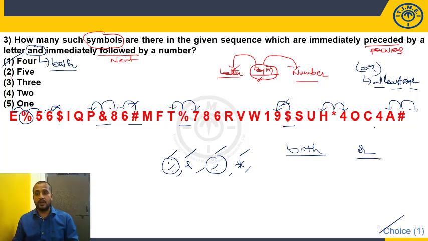But sometimes they will give you like this. How many symbols are there in the given sequence which are immediately preceded by a letter or immediately followed by a number, but not both? If it is given but not both, then you should leave out that condition. Otherwise, preceded by, followed by, both also can be considered, until they mention you but not both.